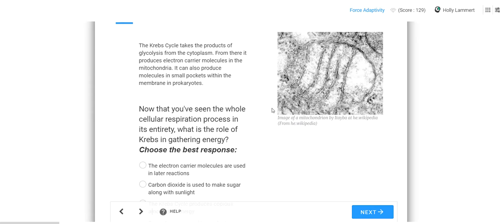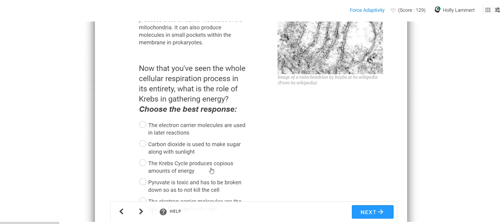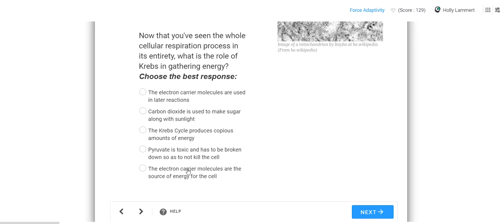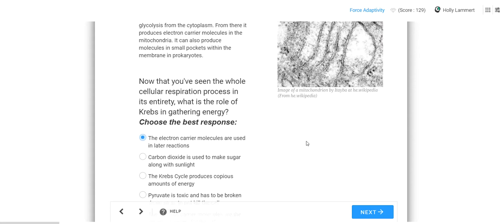All right, the Krebs cycle takes the products of glycolysis from the cytoplasm. From there, it produces electron carrier molecules in the mitochondria. It also produces molecules in small pockets within the membrane in prokaryotes. Now that you've seen the whole cellular respiration process in its entirety, what is the role of Krebs in gathering energy? So that's step 2 at the mitochondria. We are looking to produce some electron carrier molecules used in later reactions.